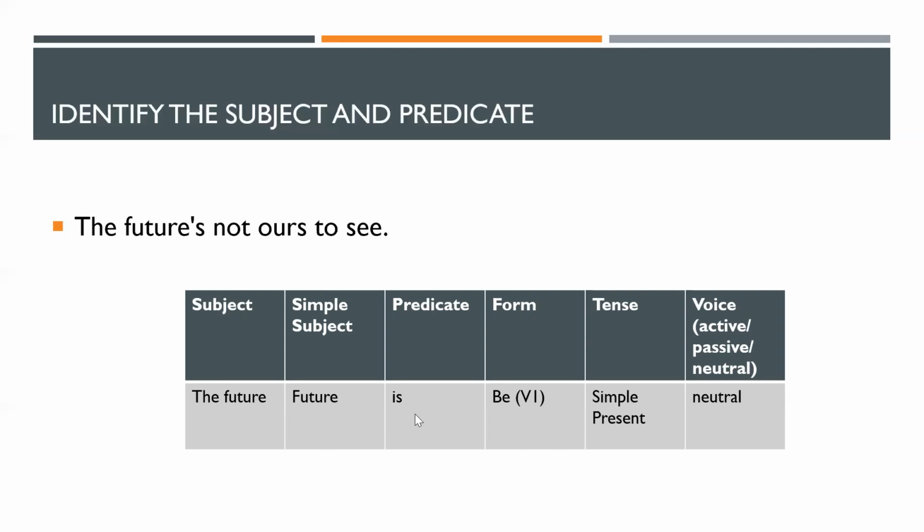Next one is the predicate "is," right? The predicate is "is," so you have simple present, right? So you have simple present. The next one, the voice will be neutral. Why do we have the neutral one? Because we have the predicate that is only "be."